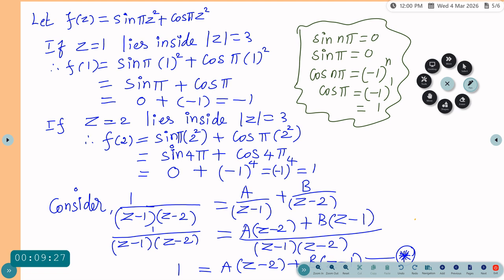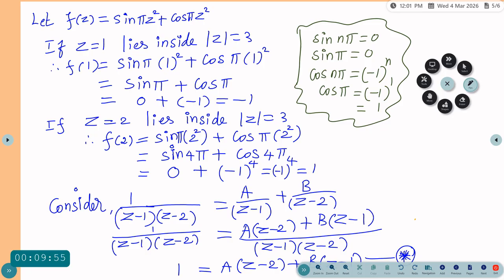So substitute here f of 1 equal to 0 plus of minus 1 equal to minus 1. Suppose we put z equal to 2 because in the given denominator the term is z minus 2. So that we put here z equal to 2 and then find the f of 2, sin pi into 2 square plus cos pi into 2 square equal to sin 4 pi plus cos 4 pi.